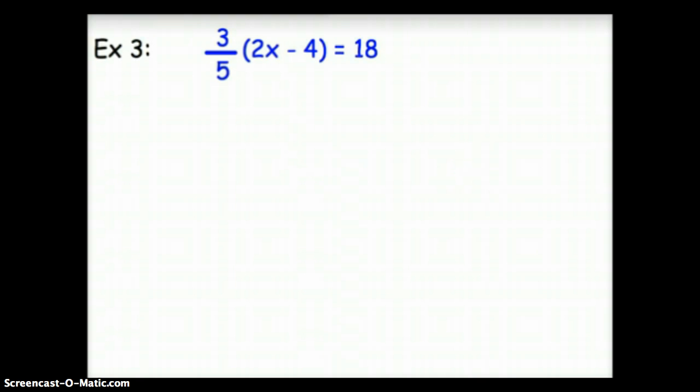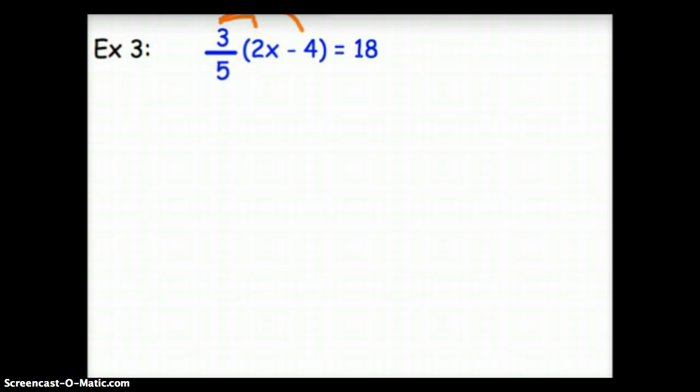Our last example for today, we're going to throw a fraction into the mix. We've got 3/5 times the difference of 2x and 4 equals 18. Now we have a couple different ways to solve this. The first thing we could do is go ahead and distribute our 3/5 to each part of our parentheses. This is exactly what we did for the first step in our last problem. Here you can see it's going to be even more complex than the last one.